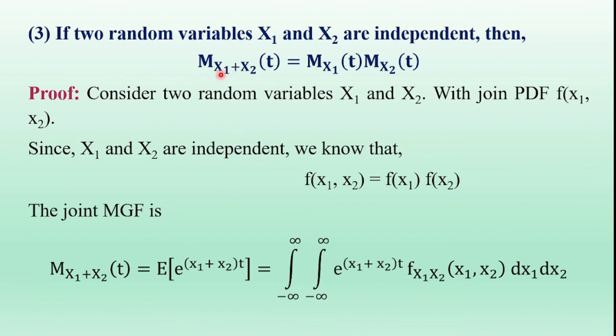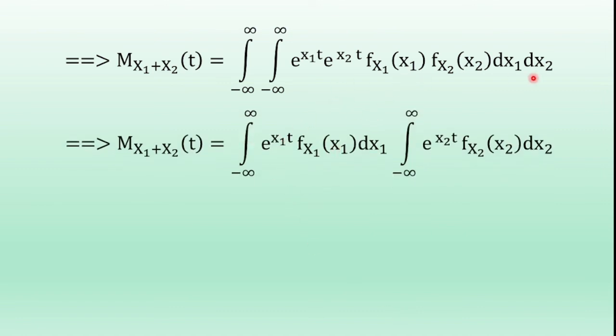now here we want to prove M_{x1+x2}(t). So M with suffix x1 plus x2 of t is equal to, for the continuous case, integral from minus infinity to infinity, integral from minus infinity to infinity e power (x1 plus x2) t into the joint probability density function into dx1 dx2. So these x1, x2 are independent random variables. This joint probability density function is equal to the product of their individual density functions. This e power (x1 plus x2) into t is written as e power x1 t into e power x2 t, and the RHS term is also written as all product terms. So this RHS term can be arranged as integral from minus infinity to infinity e power x1 t into f_{x1}(x1) dx1, integral from minus infinity to infinity e power x2 t into f_{x2}(x2) dx2.